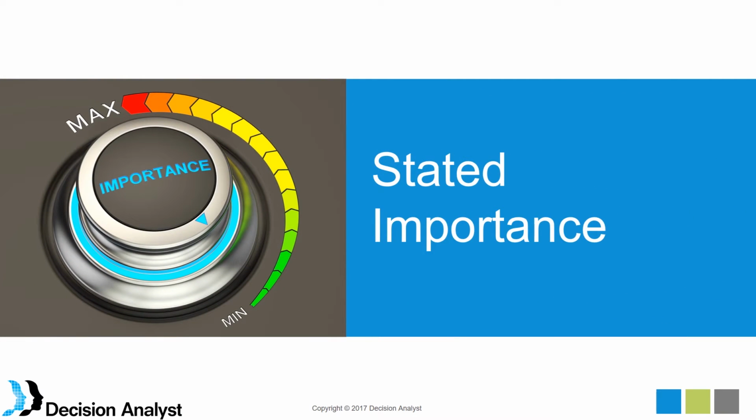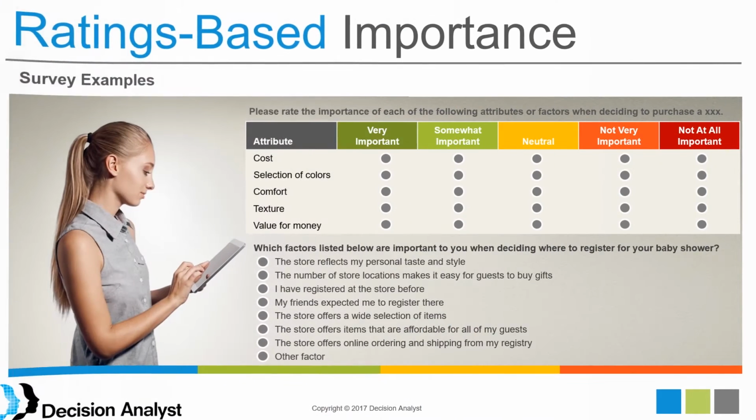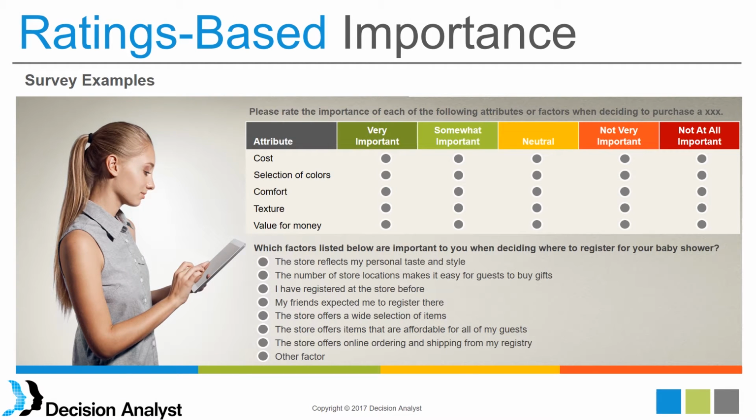So first we'll tackle stated importance, and recall these are drivers that respondents can directly articulate to us. And I'm sure most of us are familiar with the importance scale. This is the very basic way to garner stated importance values. So you may have a number of attributes down a column, and then an importance scale across the top, and then a respondent just goes through and makes their selections, their ratings.